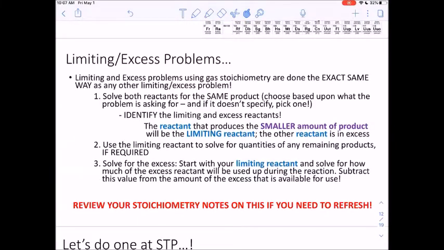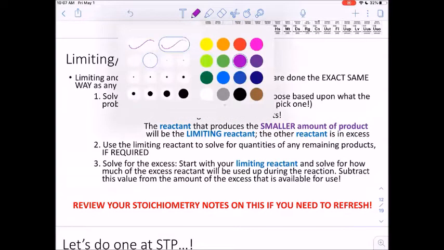Now we're going to do a couple of limiting and excess problems. Limiting and excess problems are the exact same as stoichiometry problems in general, except you have to solve the problem multiple times over to actually figure out the final answer. So what you're going to do in a limiting and excess problem, just like we did with limiting and excess problems in regular stoichiometry, just involving our mass and our particle conversions, is you're going to solve both of the reactants for the same product first.